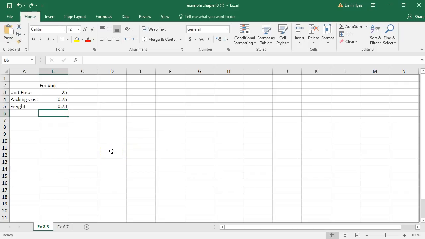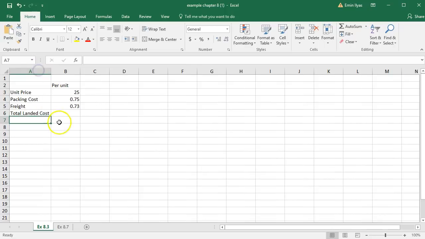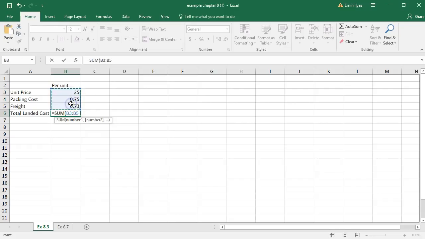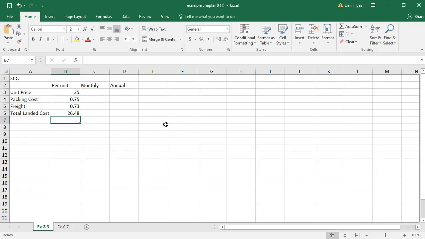Coming back to our exercise, now that we have all the costs that we need, let's calculate our total cost per unit, per month, and for 1 year. Type total landed cost here, and then equal sum, and select these cells, close the bracket, and enter. Here we're going to type monthly, and here annual. As we said earlier, our monthly order will be 5,000 units. So I will come here and type order amount, and then in this cell 5,000.